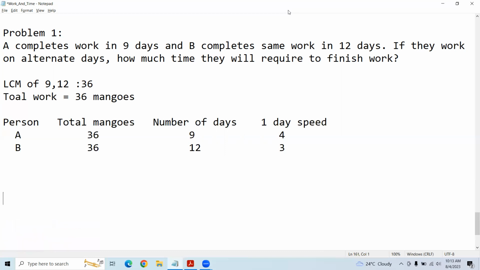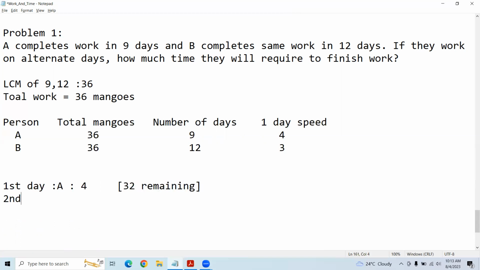So let's see. On first day, what will happen? They are going to work on alternate days. So first day, A will come for the work. He will eat 4 mangoes. Now, how many mangoes are remaining? 36 minus 4, 32 will be remaining.